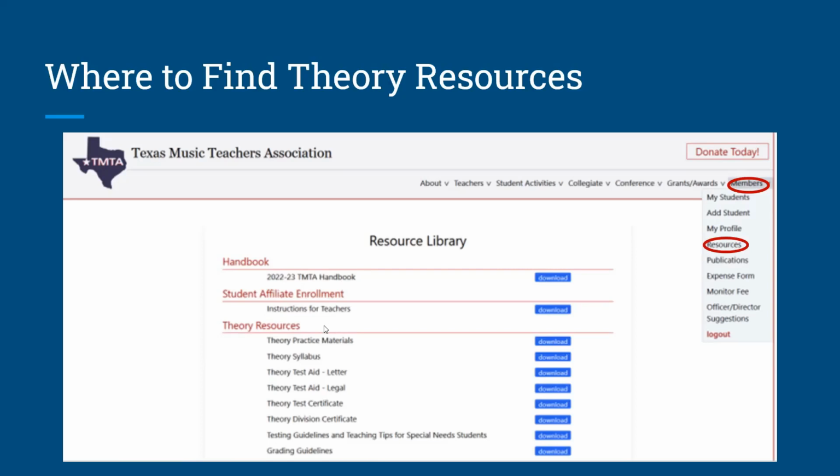And here you will find theory practice materials, theory syllabus, theory test aid. That's like what we use at the theory test itself. If you want to print one out for your students to practice with at home or at your studio or whatever, you're welcome to do that. If you're curious as to how graders grade and what their guidelines are, you can look at that here. If you really want to know how points are taken off, you can actually purchase the answer key sets. Those are not provided online for free.